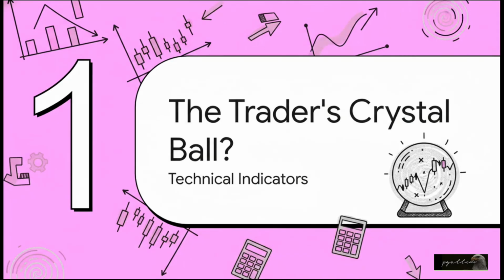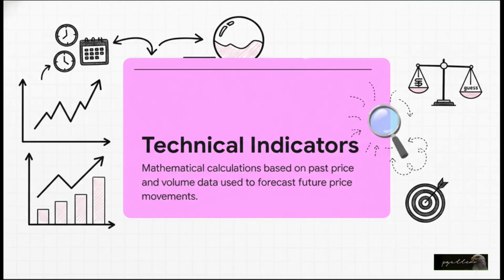So, when we talk about technical indicators, what are we actually talking about? Well, first off, they are not magic, not at all. They're just math. They're calculations that are based entirely on a stock's past price and volume. The whole idea is to use that history to try and get a sense of where prices might be heading in the future. And that's really the core concept right there.